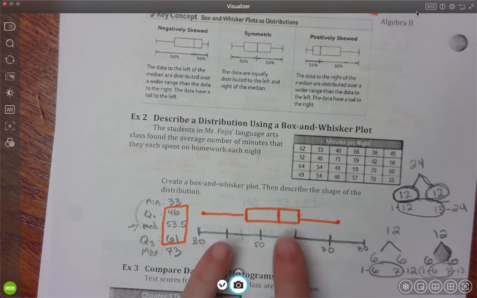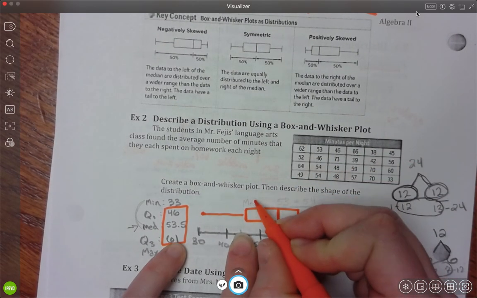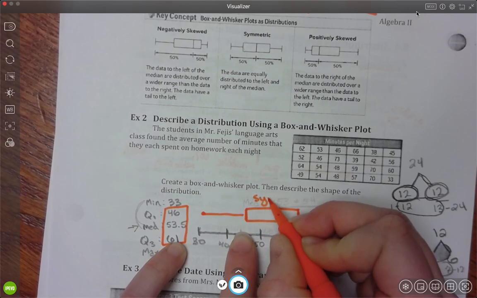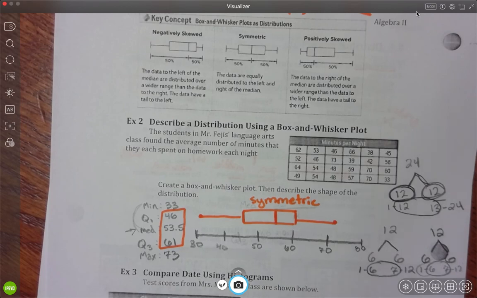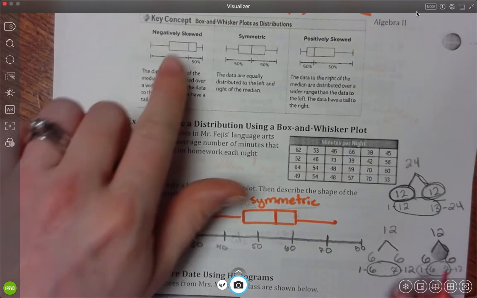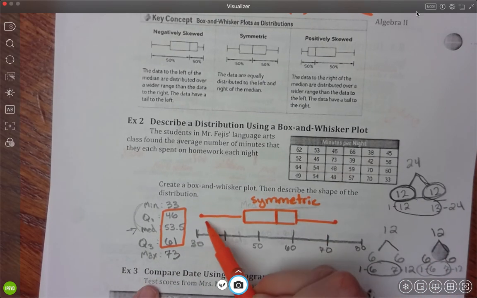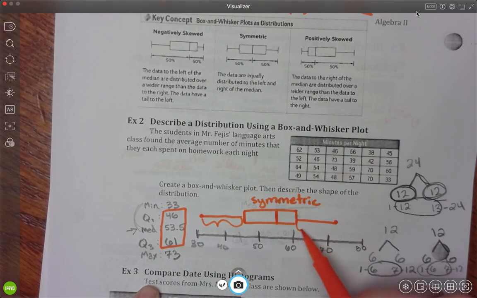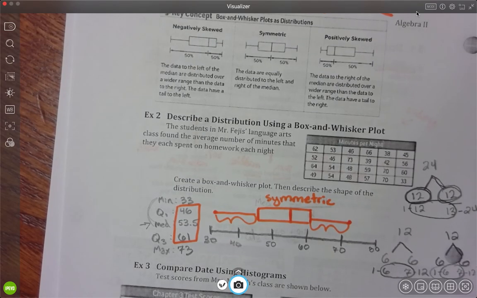I would say that even though this bar is a little bit to the right side, I would say that this is pretty symmetric. You might argue with me and say that that does kind of look like it's negatively skewed because the bar is kind of over here a little bit. But I would say that looking at this length in comparison to this length, those are pretty well about the same. Okay, so I'm going to go with symmetric, right?